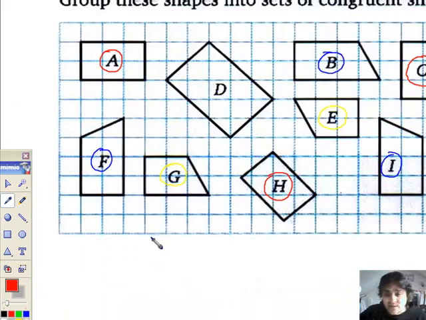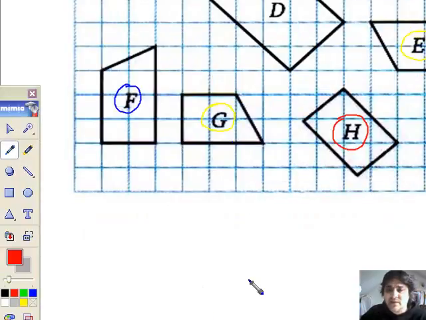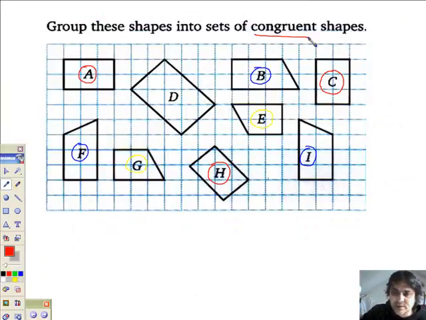Now D stands alone, I'm sure, for the simple reason that it's huge and there's nothing quite like it anywhere on the page. So that's congruent shapes: identical shape and size, all the corresponding lengths are identical in length, and all the corresponding angles are identical too. Alright, essentially, whenever you see the word congruent, think of the word identical in every way.